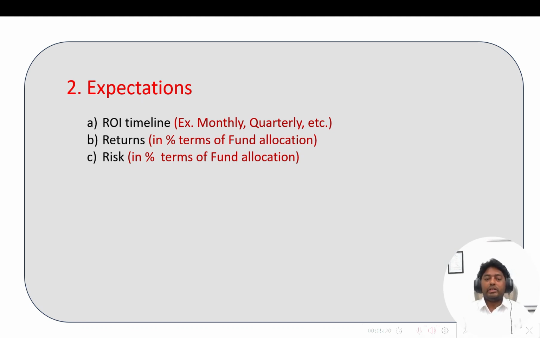You should always report in terms of percentage of the fund allocation, and how much returns you expect for that fund in this timeline. You should put a number to it. You should be able to put a number to it.